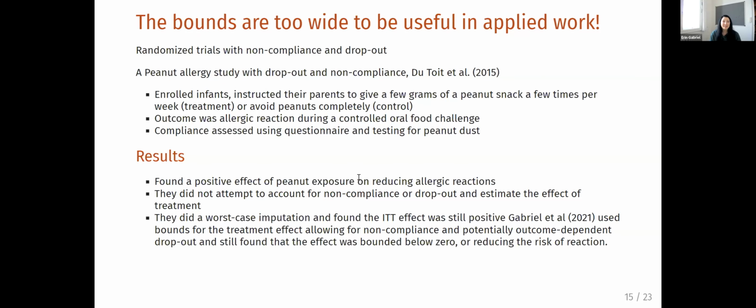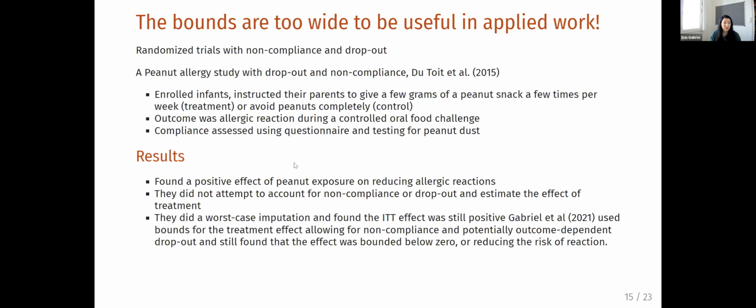It's often said that these bounds, particularly non-parametric bounds, are too wide to be useful in applied work. But a counterexample to that, an example we've used in a number of papers, is a randomized trial that had both non-compliance and dropout, and it's a peanut allergy study. It was originally published in 2015. It enrolled infants and instructed their parents to give them a certain number of grams of peanut snack a few times per week, or to completely avoid peanuts. The outcome was allergic reaction during a controlled oral food challenge at the end of the study. Compliance was assessed both with a questionnaire and by actually looking for peanut powder around the house.